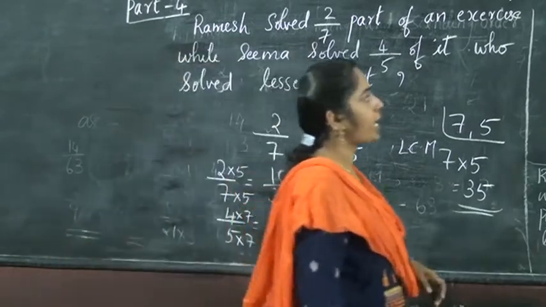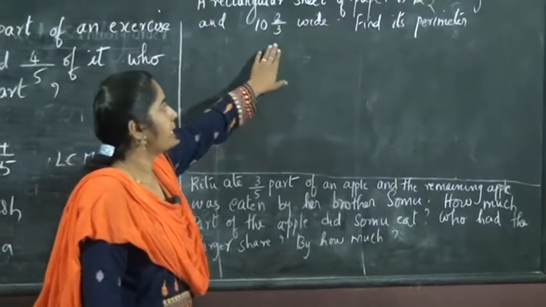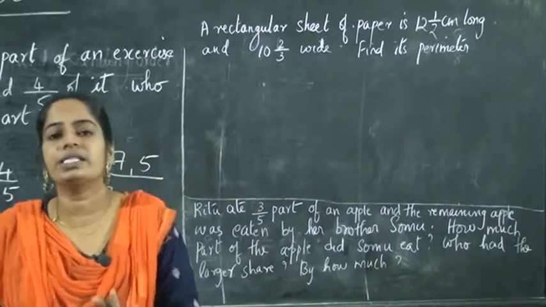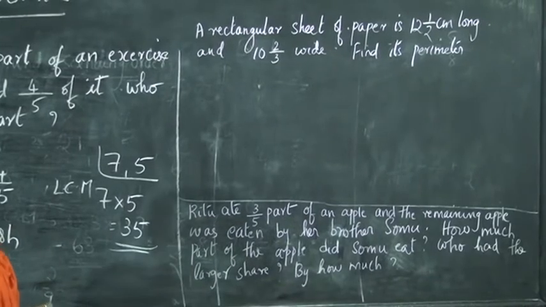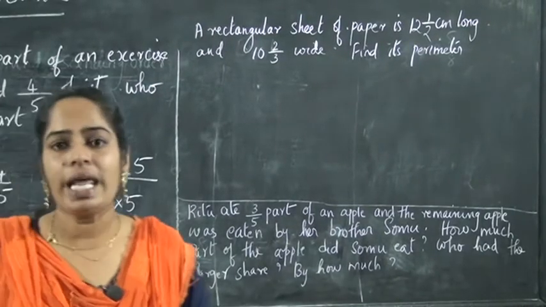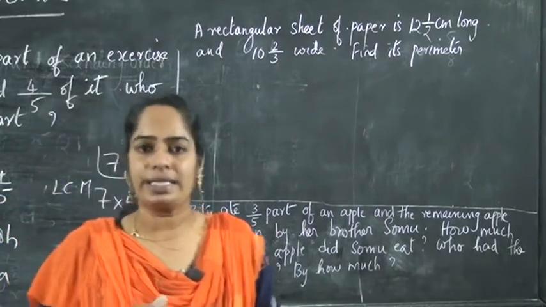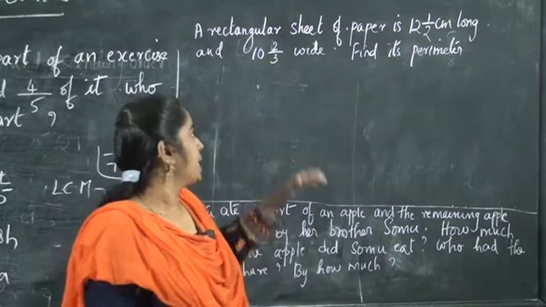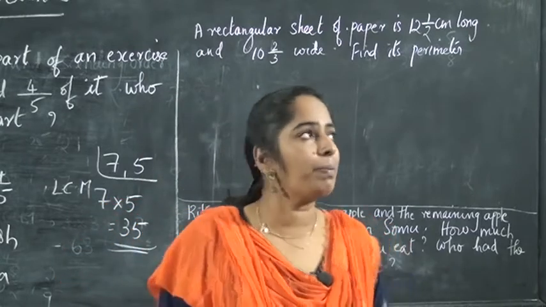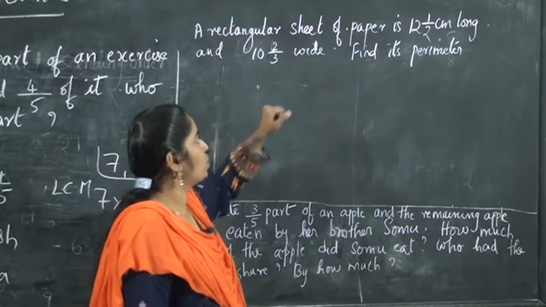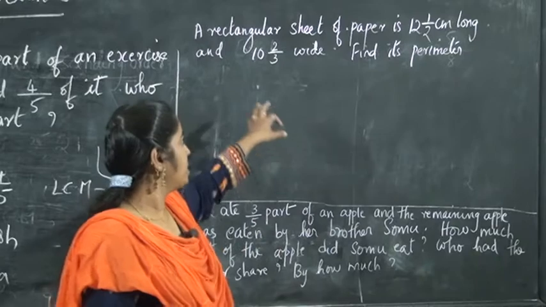Here a rectangular sheet of paper is 12 1 by 2 centimeter long and 10 2 by 3 centimeter wide. Find its perimeter. Here, long means what? Length. A rectangular sheet of paper is a paper with a rectangle shape, isn't it? Length is 12 1 by 2, and wide is 10 2 by 3, which means it is the breadth, isn't it? We all studied more about this. Here wide is 10 2 by 3.